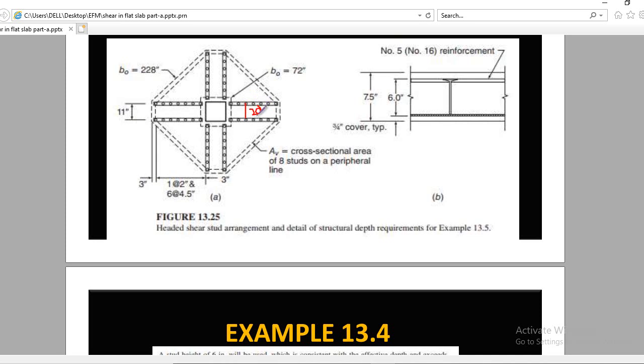2 times D. Clear? So this is a 12-inch column, and the D is 6 inch. So 2 times 6, you get 12 inch. So 2 lines will be provided. Remember, 2 lines will be provided.